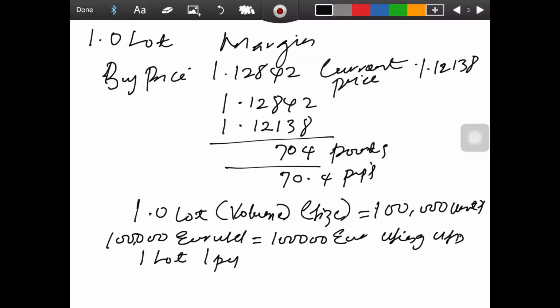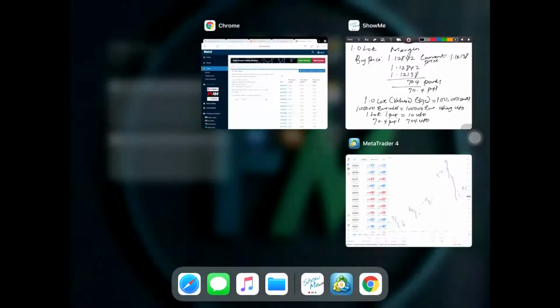Now remember that for one standard lot, a 1 pip movement is equal to $10 for EUR/USD. It's not $10 for all currency pairs. So it means that 70.4 pips is equal to 704 USD. Then let's look at this number.